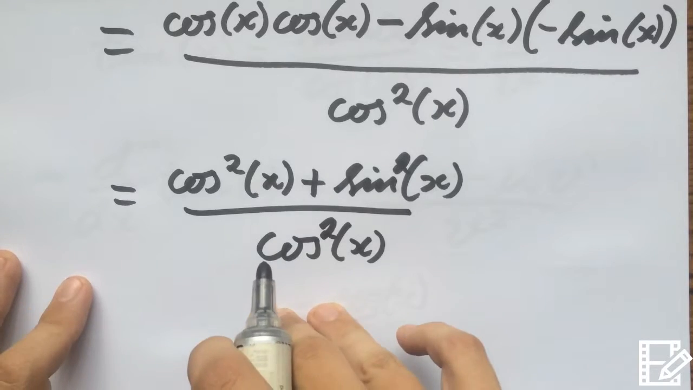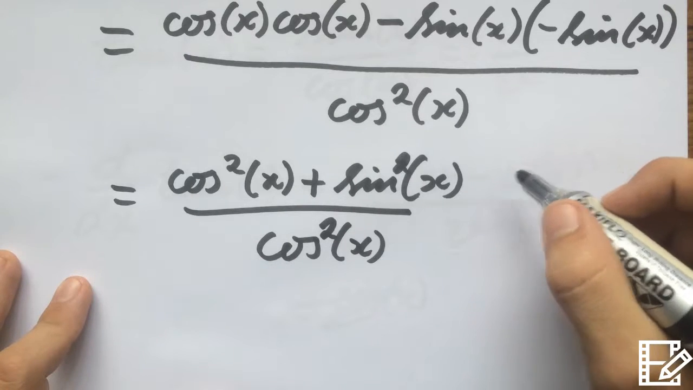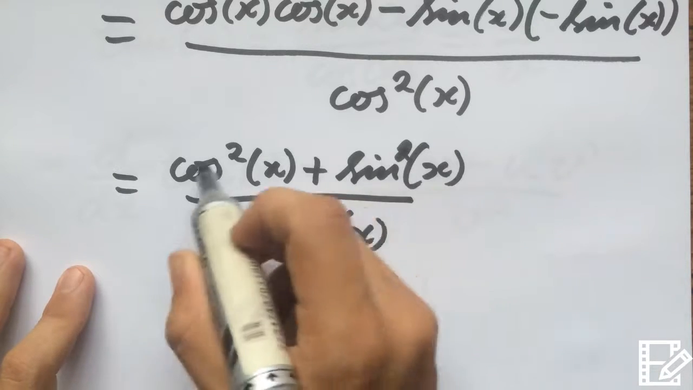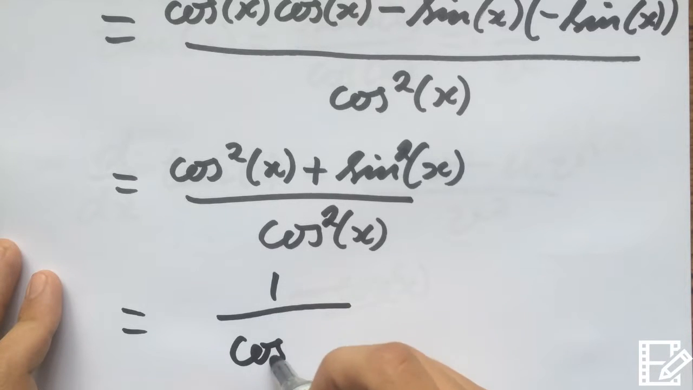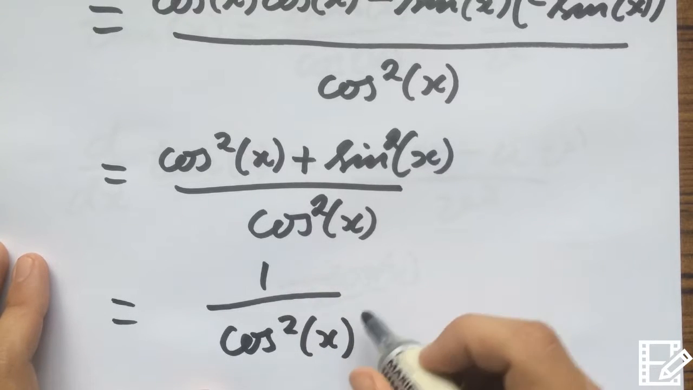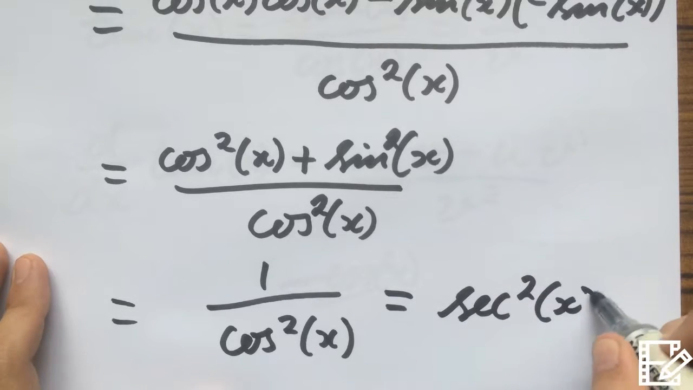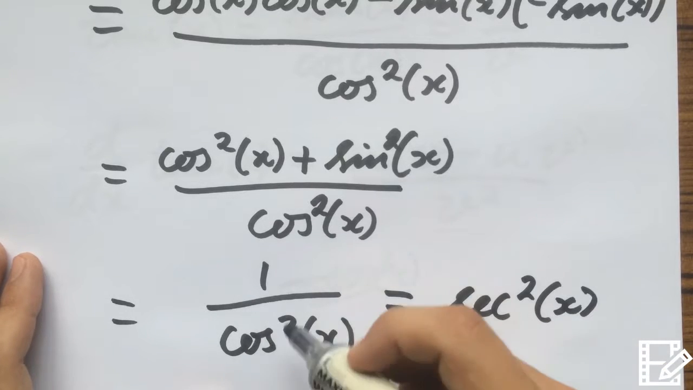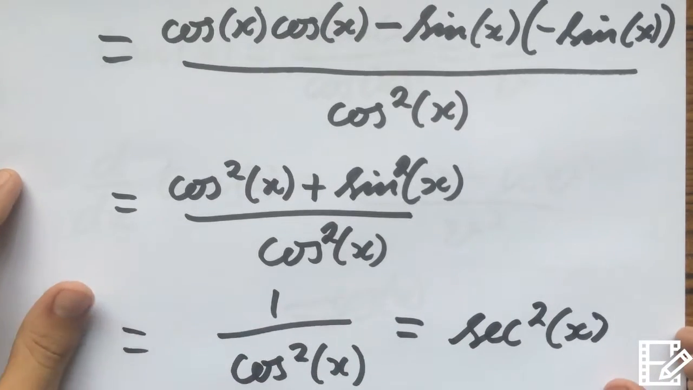So what we're left with is cos squared x plus sine squared x, which equals 1 as a trig identity. If you look it up, it will show you that this top bit equals 1. So if we write it as 1, we get 1 over cos squared x. Another trig identity shows that 1 over cos x equals sec x, so 1 over cos squared x equals sec squared x. And that there is your answer.